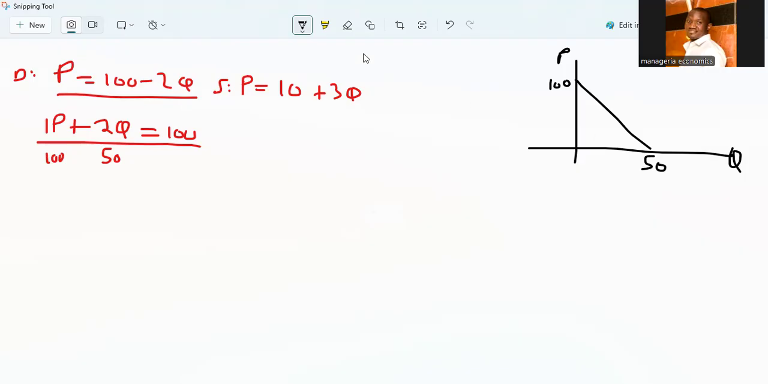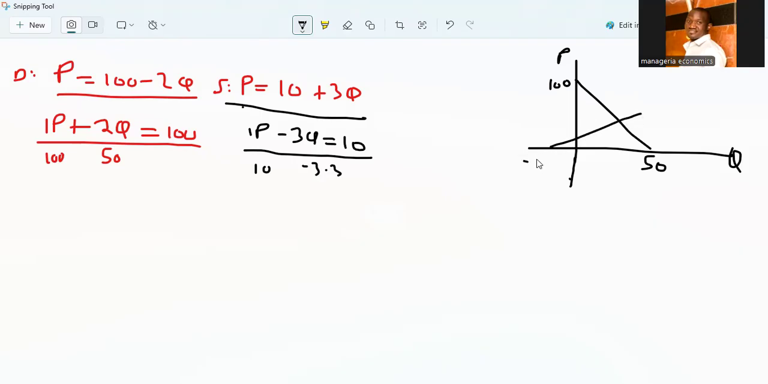All right. Then let's go to the supply equation. We'll put the letters on one side. P is already this side. What will happen to the 3Q? You subtract, minus 3Q is equal to 10. So that's an invisible 1 there. So 1 into 10, it will be at 10. Negative 3 into 10 is negative 3.33. So the P is at 10, and here, the Q is at negative 3.33.